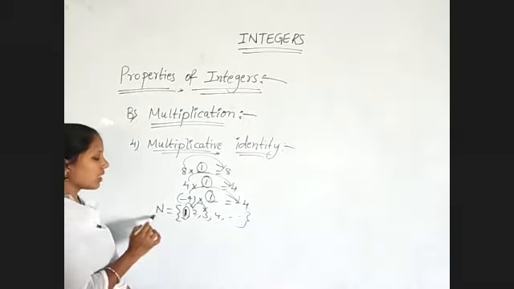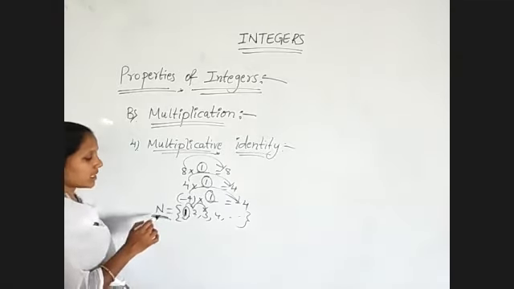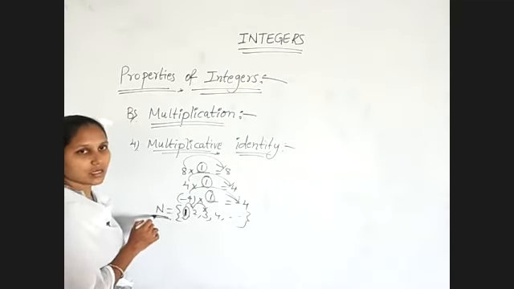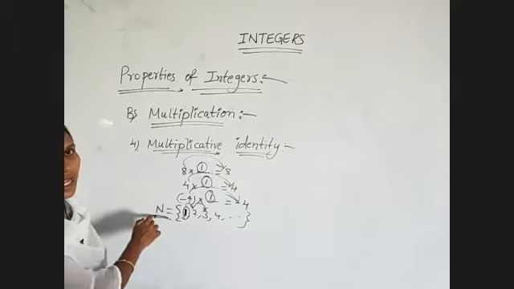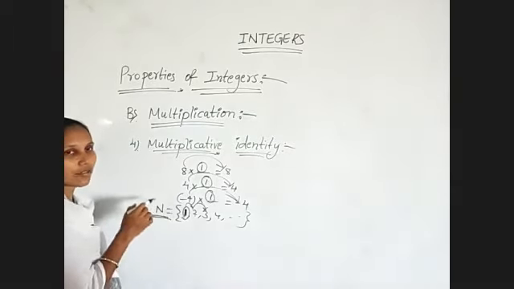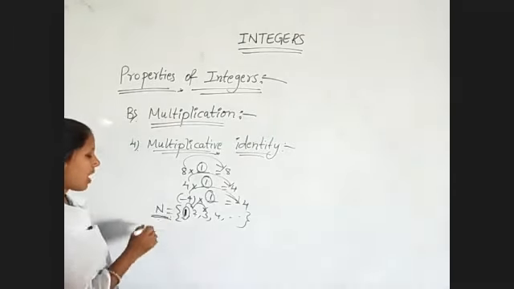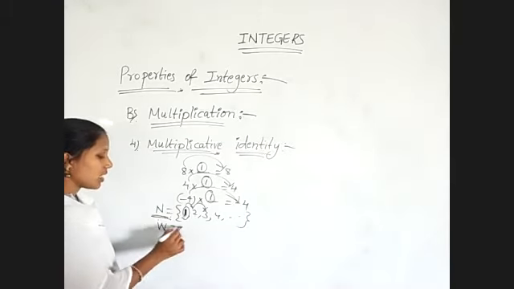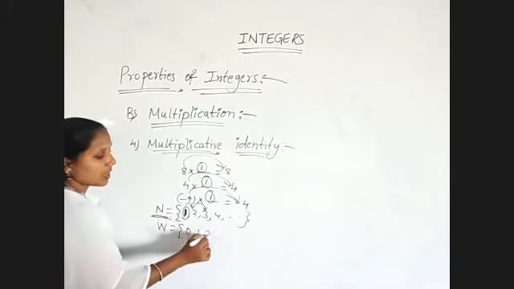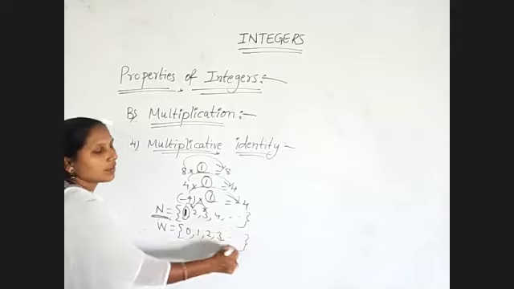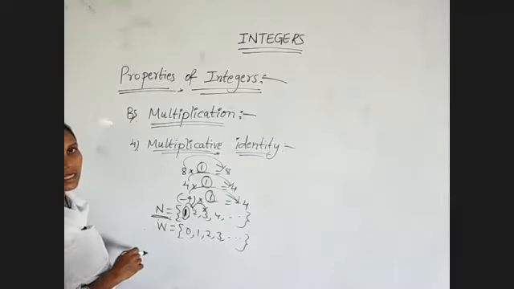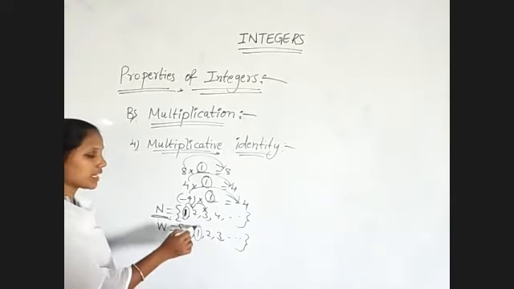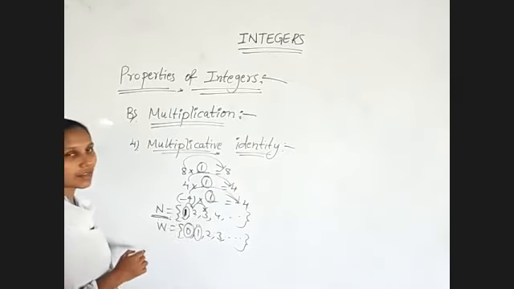That means multiplicative identity is possible for natural numbers here, but additive identity is not always possible for natural numbers. So the multiplicative identity of natural numbers is 1. And coming to the whole numbers, here also we have 1. By multiplying by 1 only, we will get the same number as the result. That's why 1 is the multiplicative identity and 0 is the additive identity.